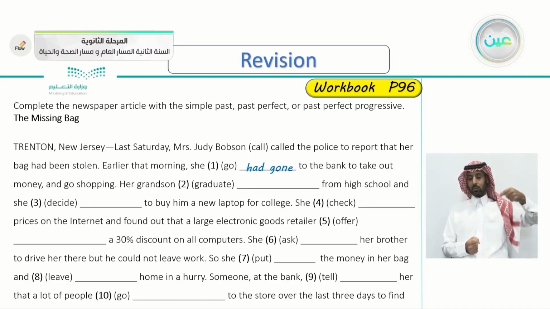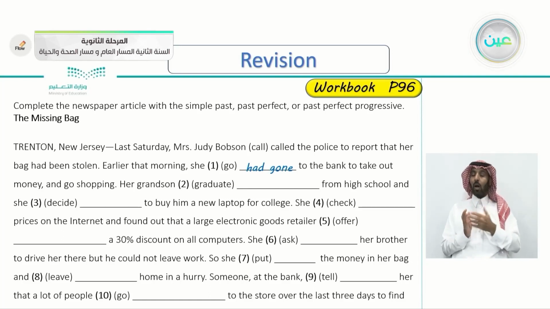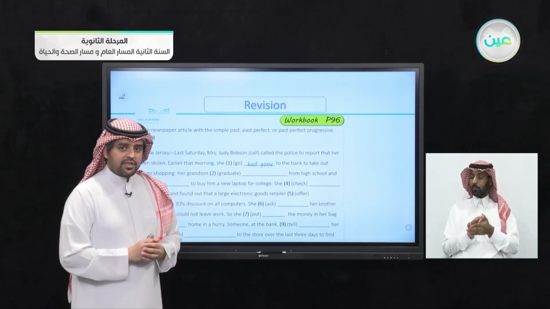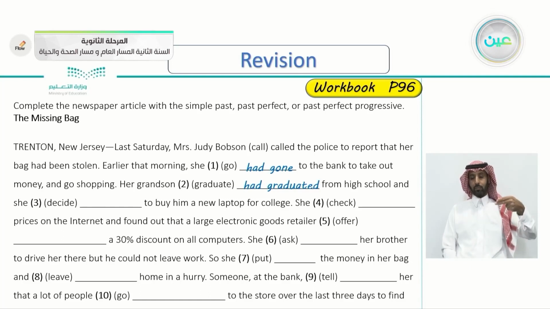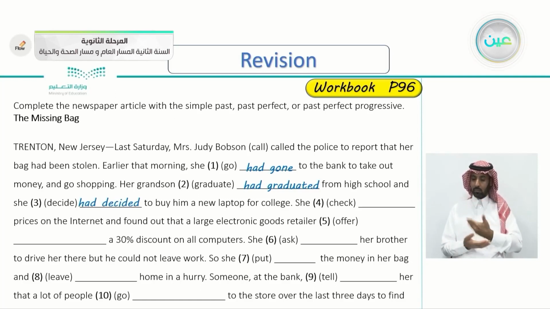Her grandson graduated from high school and she decided to buy him a new laptop for college. So number 2, the verb graduate, in which form should we put it? Yes, that's correct. Had graduated from high school and she, very good, she had decided to buy him a new laptop for college. All of these are past perfect.